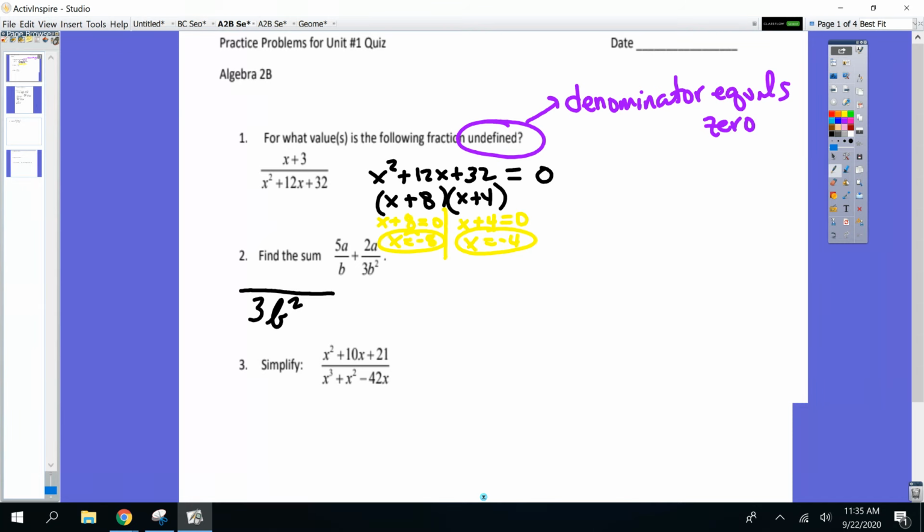Okay, now, remember, once you find the common denominator, you multiply each fraction by it. And I need to erase here, guys. Sorry, I'm running out of room.